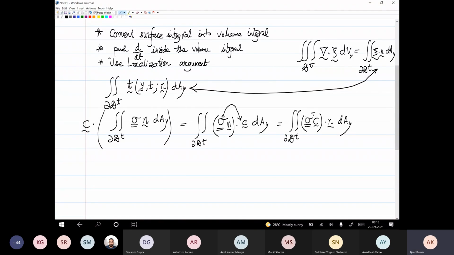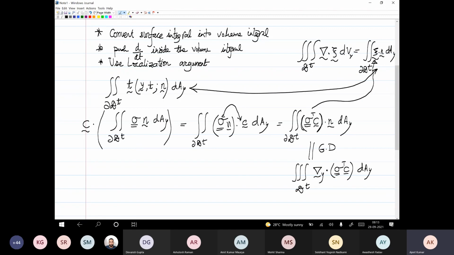And now you see this thing inside the bracket. This is like this vector field xi. So it is now in the standard form, which we can use. And we can apply the Gauss divergence theorem. So let us apply the Gauss divergence theorem here, GD, and this will then give us a volume integral over dt of the divergence of sigma transpose c, dv.